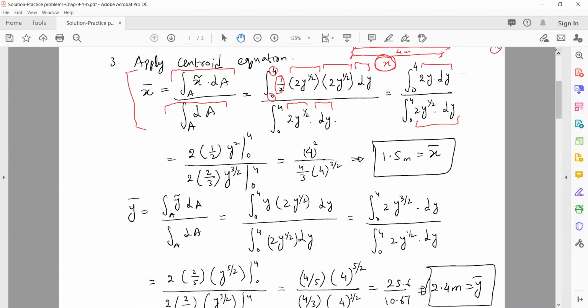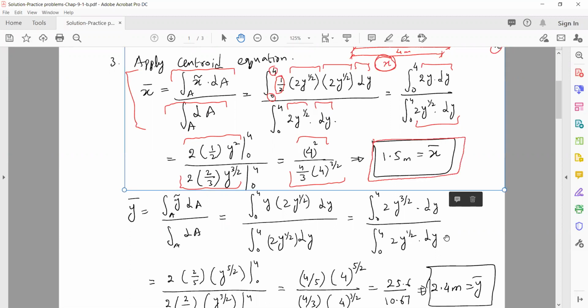So now with this we'll apply the integrals. So in the numerator we get 2 times 1/2 of y squared. Okay, and in the denominator we have 2y to the 1 by 2, so we'll get 2 times 2 by 3 times y to the 3 by 2. Okay, and we'll apply the limits 0 to 4 to both, right? And we'll get 4 squared divided by 4 by 3 times 4 to the 3 by 2. Okay, and from here we get x bar as 1.5 meters, right?